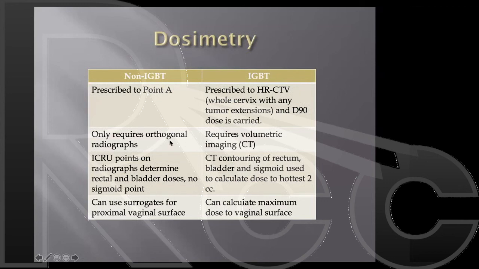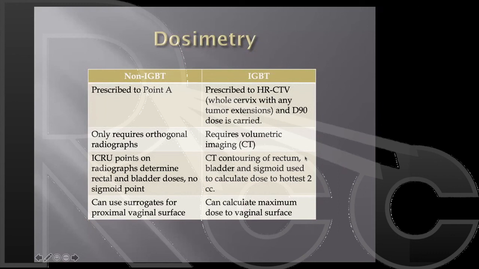The non-image-guided brachytherapy includes only orthogonal radiographs, although there are many people prescribing to point A with CT dosimetry. Image-guided brachytherapy requires volumetric imaging like a CT. In non-image-guided brachytherapy, or point A dosimetry, the ICRU points are used to determine rectal and bladder doses, and there's not a sigmoid point. If you have a rectal contrast or rectal marker in place, sometimes you can choose another point along the rectum. If your marker is high enough, and you can see that the rectum is getting close to the tandem higher up, you should put a second point there and look at rectal dose. That's probably a surrogate for sigmoid dose.